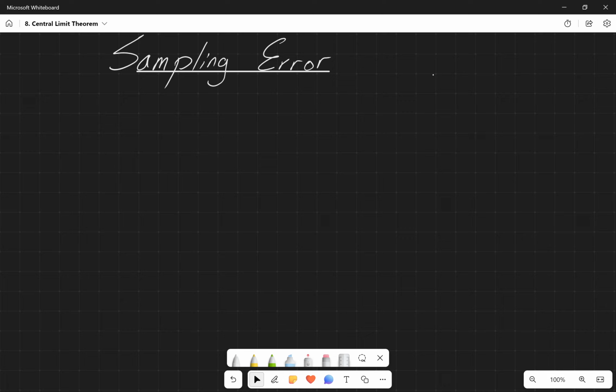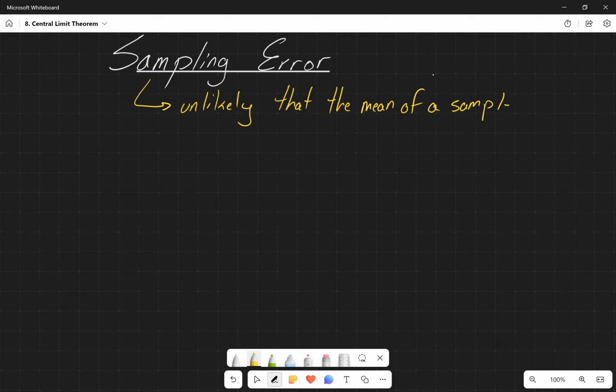All right, so in the middle of chapter 8, after we talked about the different types of samples, we have to talk about this concept of sampling error. So it is very unlikely that the mean of a sample will be exactly equal to the mean of the population.